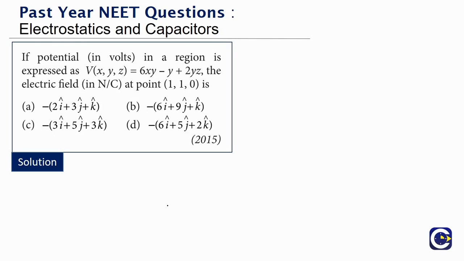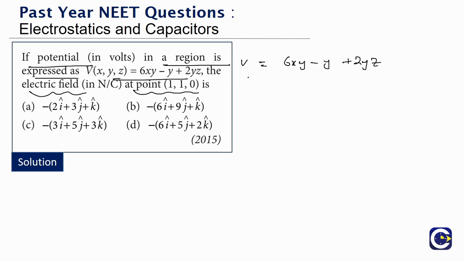Next we'll go to a question that came in 2015. This is a question relating the electric potential to the field. If the potential in a region is expressed as, they are giving us the potential function, 6xy minus y plus 2yz, in volt, then find the field in SI unit at the point 1, 1, 0.